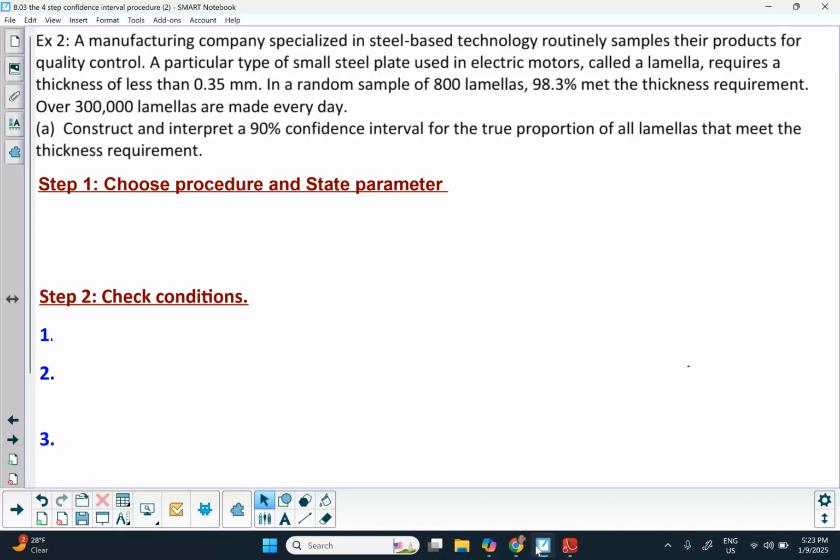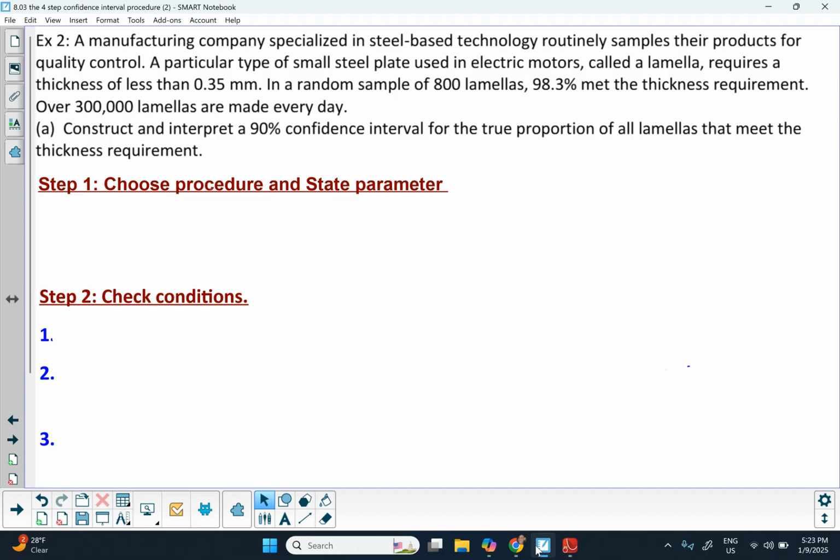In this video, I'm going to go over the four-step process we use to construct confidence intervals for proportions. So we're going to go over example 2. A manufacturing company specialized in steel-based technology routinely samples their products for quality control.